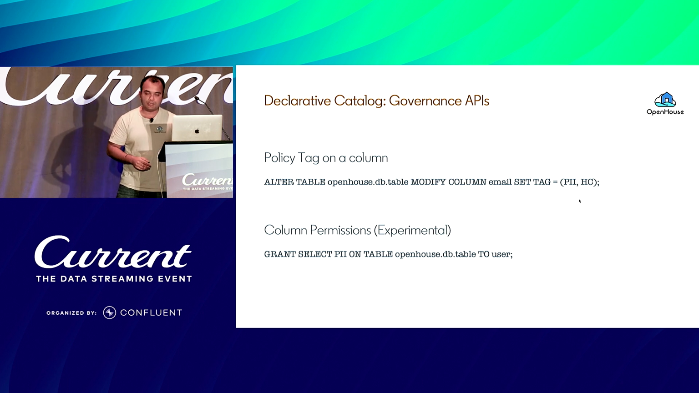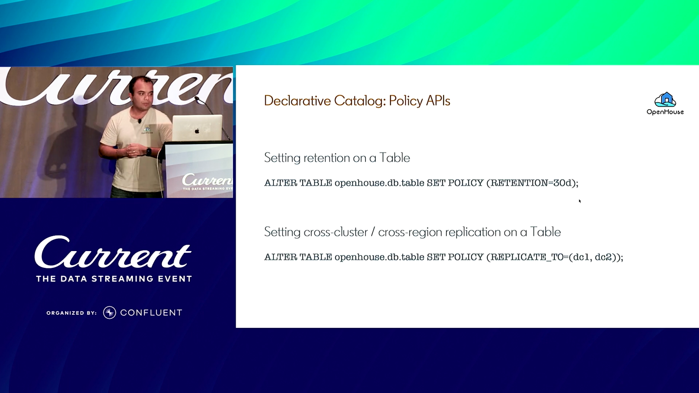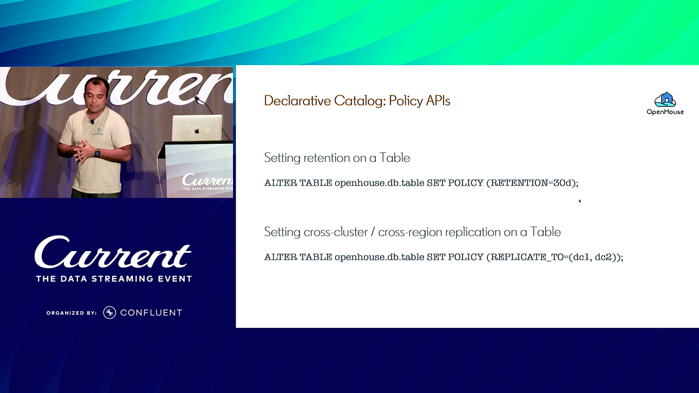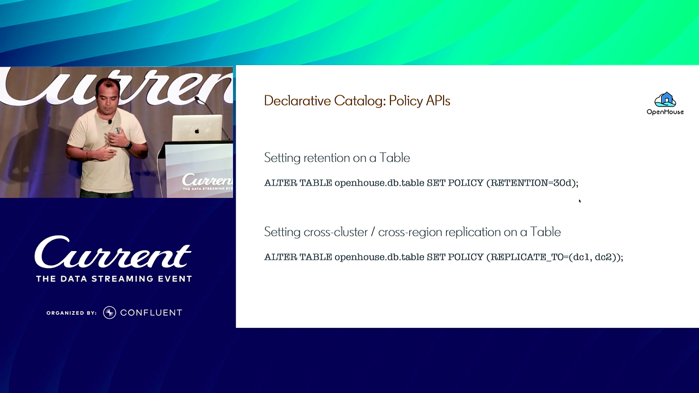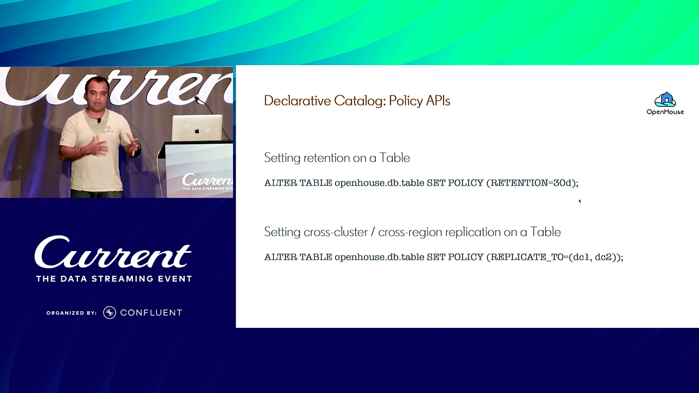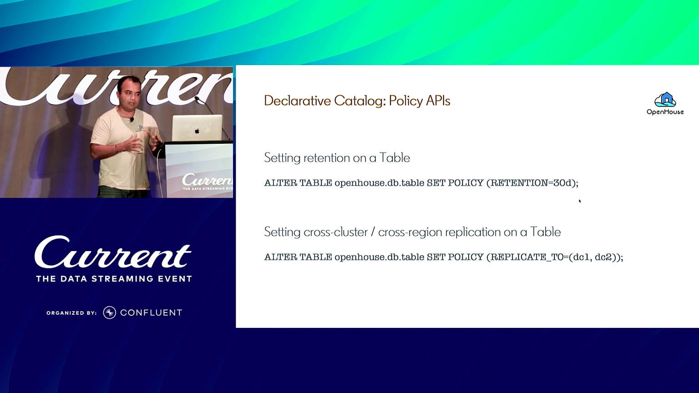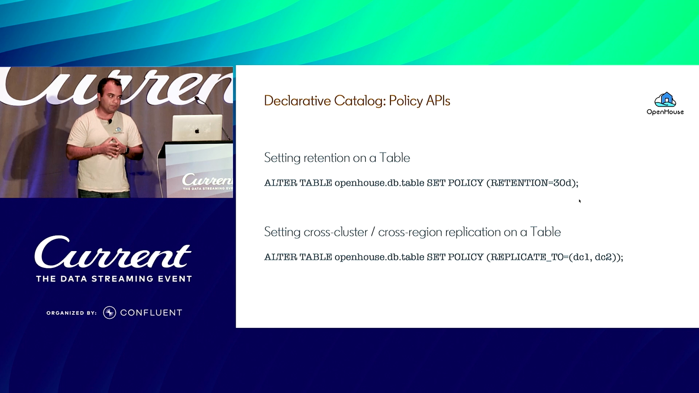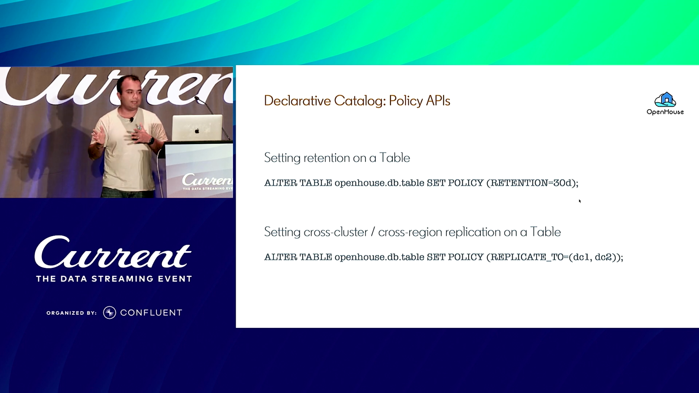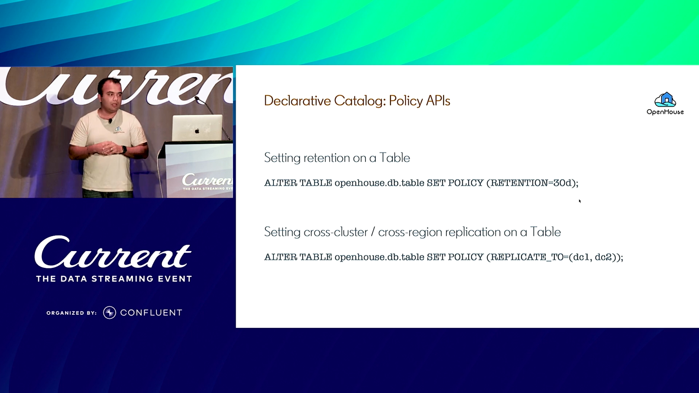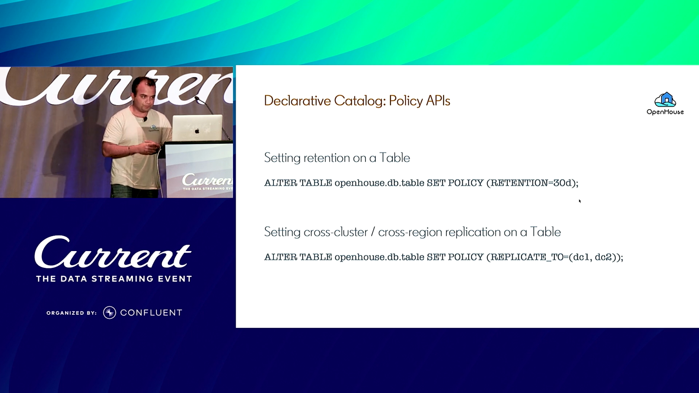So that's the governance APIs OpenHouse exposes. And finally, the policy management APIs, which are essentially two use cases that we support: one is retention and one is replication. So retention essentially is where you want to expire data older than a certain time, like you have a TTL on your data. Users can just go ahead and set policy retention equal to 30 days, and data will start getting expired by a background job.